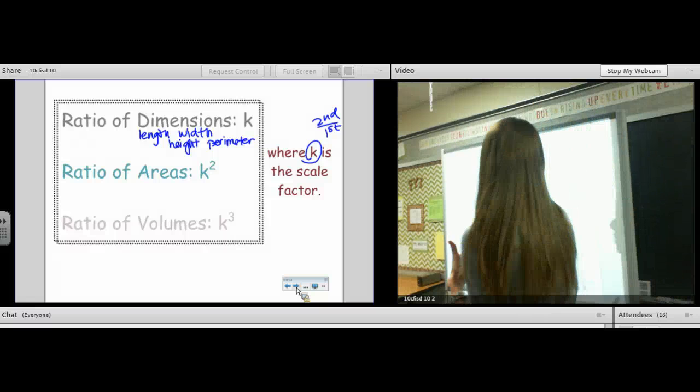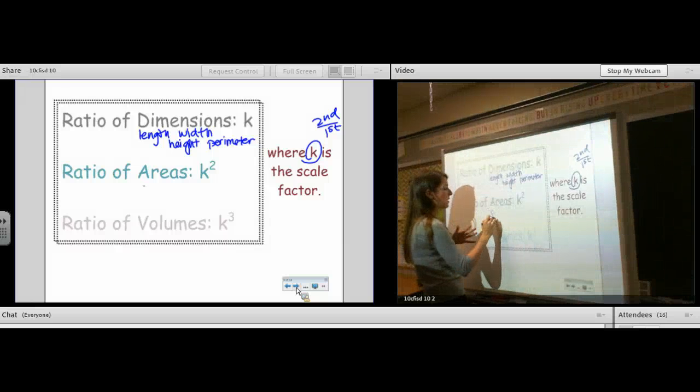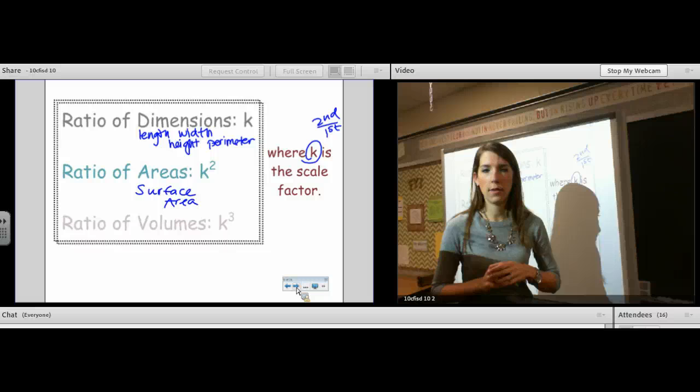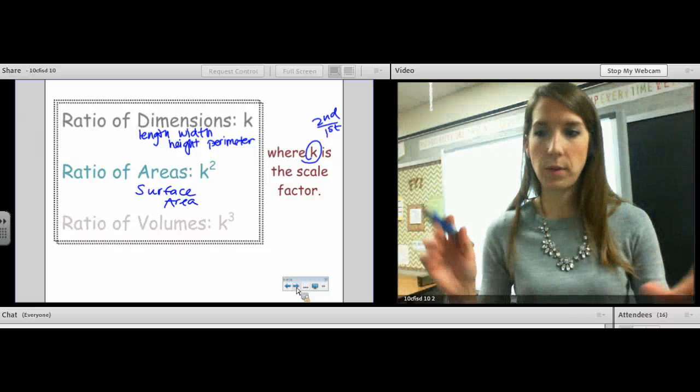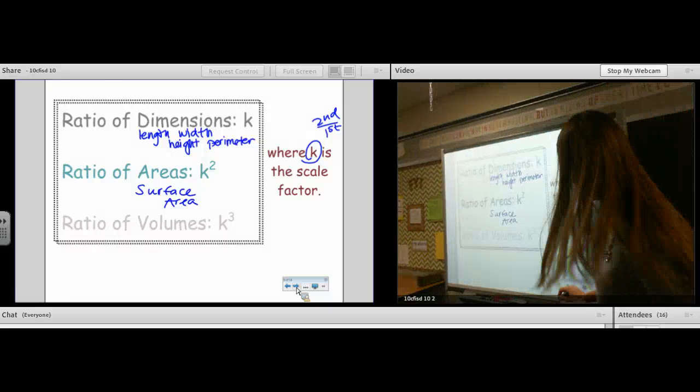Area would apply to an area of a figure and the surface area also, of a flat figure or a 3D figure if you're doing total surface area. Okay? I'm going to move on.